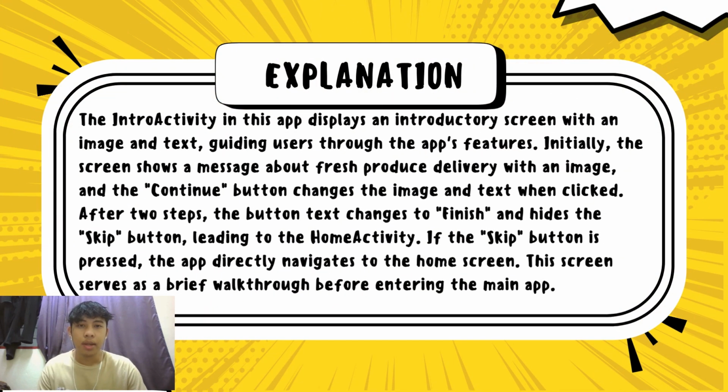Okay, for the final part, which is the explanation for the intro activity, this app displays an introductory screen with an image and text, guiding users through the app's features. Initially, the screen shows a message about fresh produce delivery with an image, and the continue button changes the image and text when clicked. After two steps, the button text changes to finish and hides the skip button, leading to the home activity. If the skip button is pressed, the app directly navigates to the home screen. This screen serves as a brief walkthrough before entering the main app. For the next part, my friend will explain the home coding.